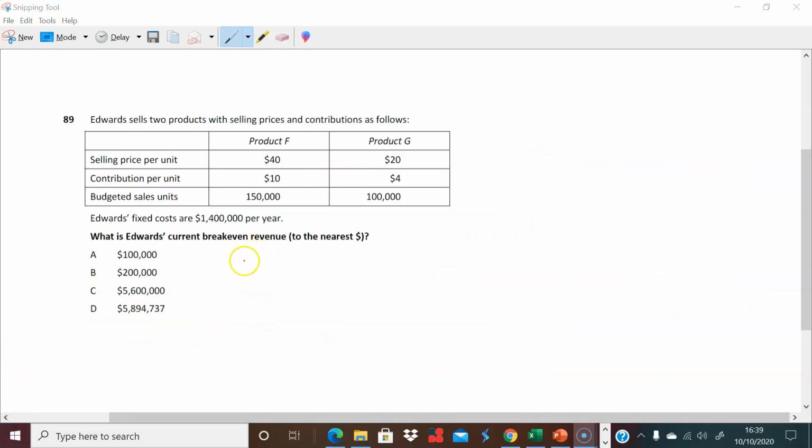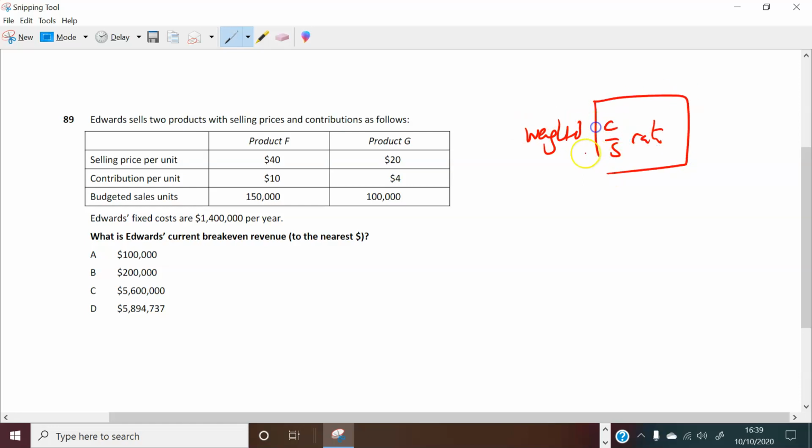Okay, great stuff. So this question, they want us to find the... We have two different products, so we're really looking for, remember this idea of the weighted C of S ratio, is what we're really ultimately trying to find. Because if we know what the C of S ratio is, and we know that at break-even, fixed cost equals contribution, we can find revenue at break-even. There's a number of ways you can do this, but I think the easiest way is just to add the whole thing up so you can see for yourself, because it's a weighted average.